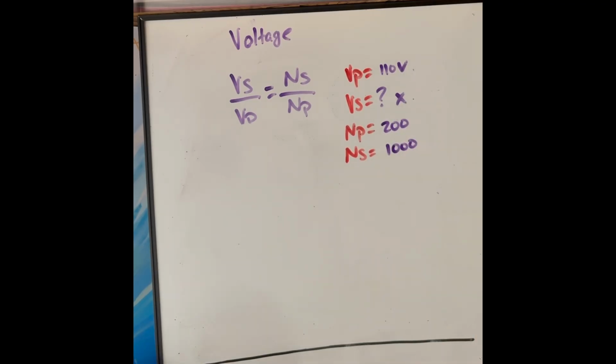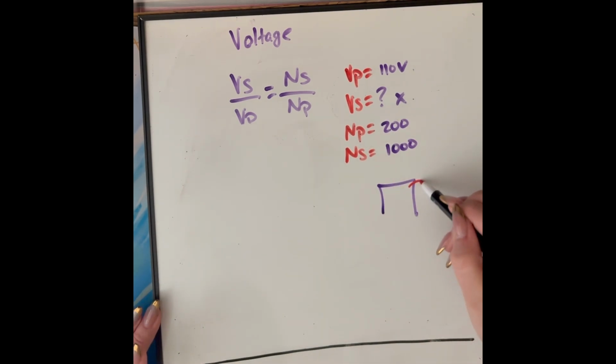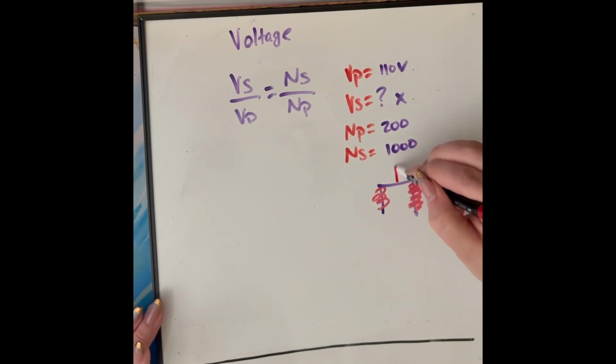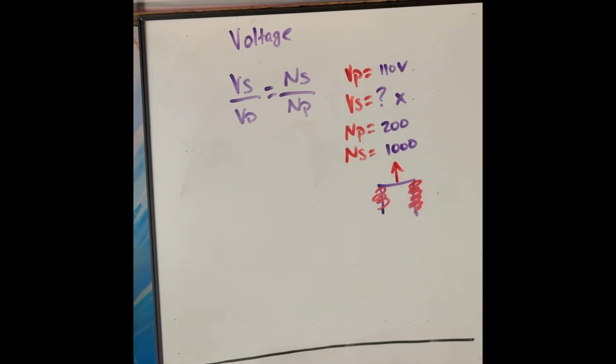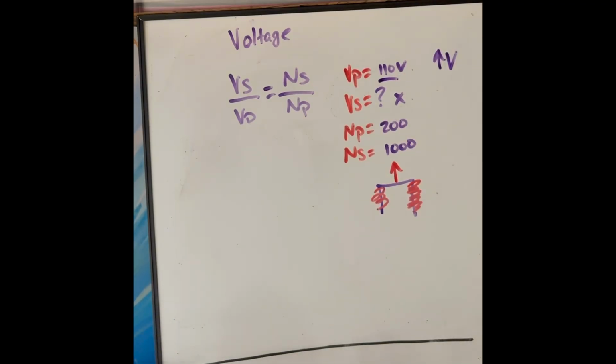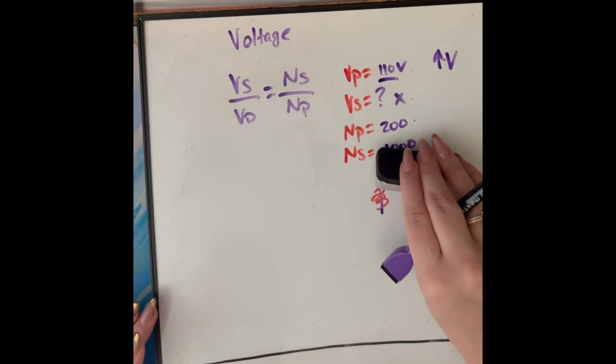Well, if our secondary side, if we're drawing this out, has a lot more turns than this side, this is a step up transformer. So first things first, I should expect my ending result to give me a much higher voltage than this 110. Because we went from 200 turns to 1,000, we're going to bring that voltage way up. So let's set it up.